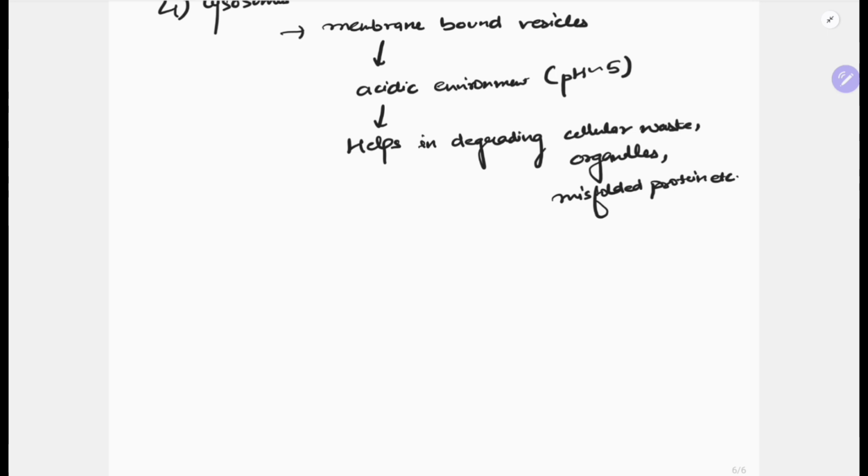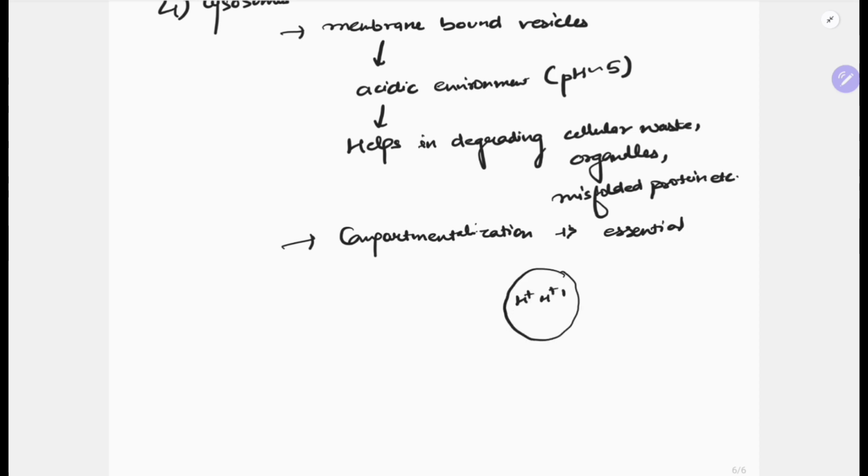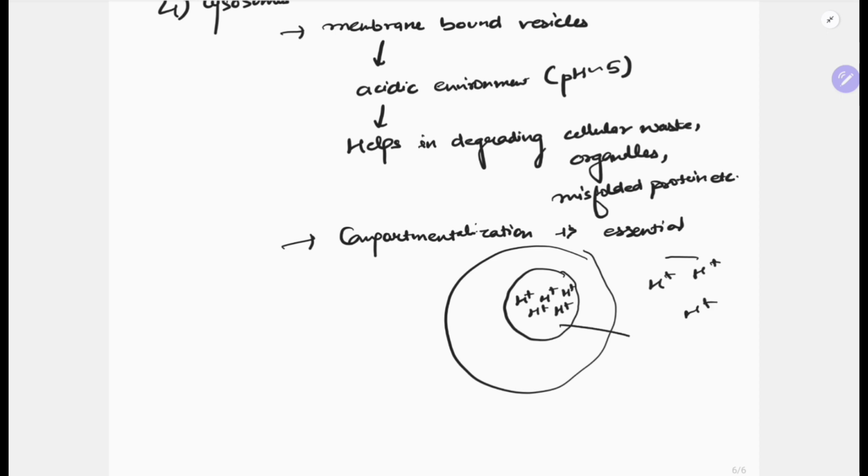Okay. So here again, compartmentalization is essential. Otherwise what happens is, like I said, if these are not membrane bound, whatever enzymes that we are seeing will simply float in the cell. Just suppose if this is a cell, they'll simply float in the cell and they'll not be able to digest anything, right? So that's why this compartmentalization is essential.